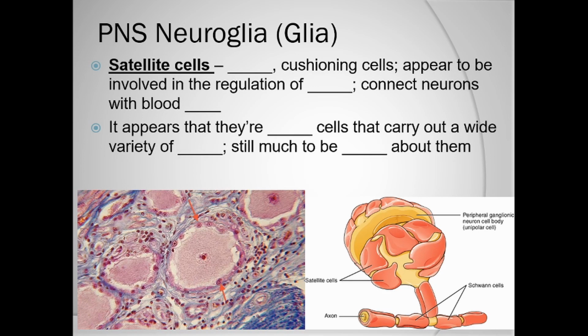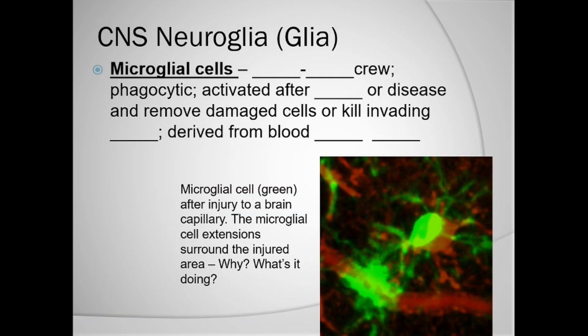Now we'll look at the ones in the CNS; there are four. Microglial cells are nicknamed the cleanup crew, and they're phagocytic. They're activated after infection or disease, and they remove damaged cells or kill invading microbes or pathogens. So these ones are cleaning things up, getting rid of anything that may be threatening or anything that's been damaged. And they are derived from blood stem cells.